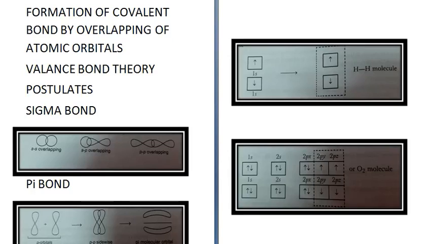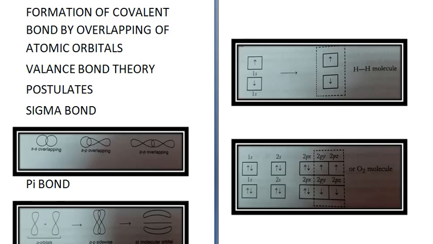Today in the chapter Chemical Bonding, we will study the formation of covalent bond by overlapping of atomic orbitals. We will start with valence bond theory. According to Heitler and London in 1927, the presence of one or more unpaired electrons in the valence shell of an atom is the cause for chemical bonding.